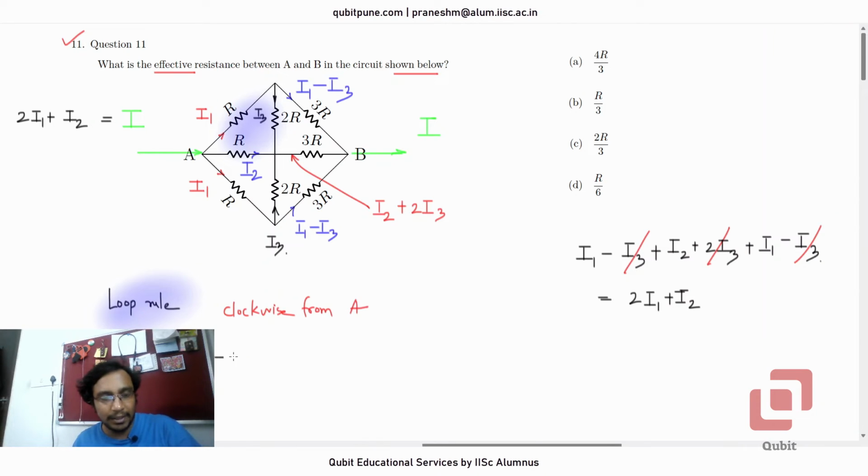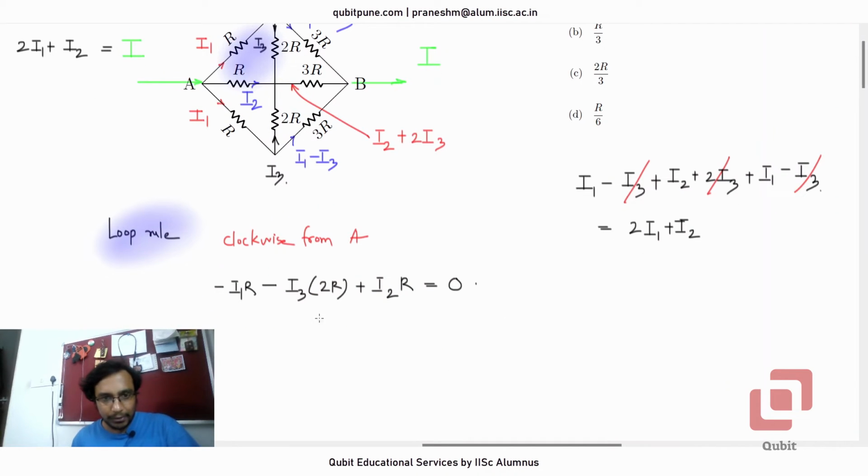So it will be negative I1R minus I3 into 2R plus I2 into R equal to 0. Plus I2 into R equal to 0. And now what I'm going to do is send I3 to the other side. So I3 into 2R, well, better we can drop R. I3 into 2 is effectively I2 minus I1, right? Yes.